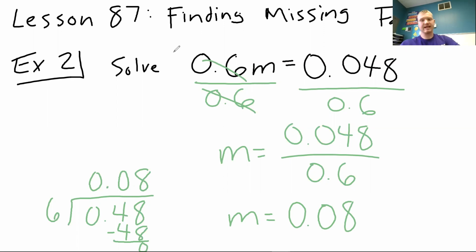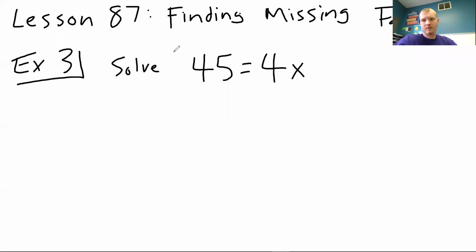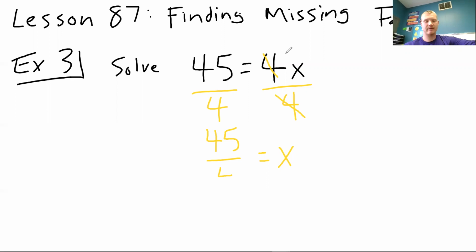And then we have example number 3. So in example number 3, we have 45 equals 4x. If you're wondering where we're at in our book, we're on page 466 at the very top of the page. So we want to solve for x. We want to know what x is. So we need to get x by itself. We do that by dividing both sides by 4. So now our x is by itself because 4 divided by 4 equals 1. So x equals 45 divided by 4.